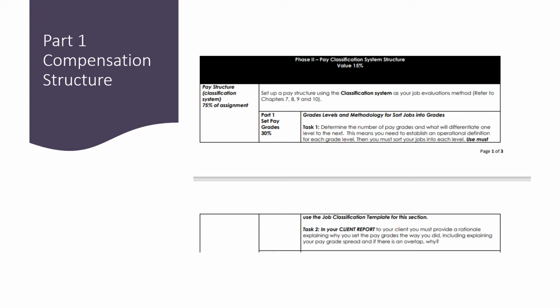The task 2 for part 1 includes a write-up in your client report. In the client report, you must provide a rationale why you are setting up the pay grades the way that you did, including an explanation of your pay grade spread, and if there is an overlap, why is there an overlap?